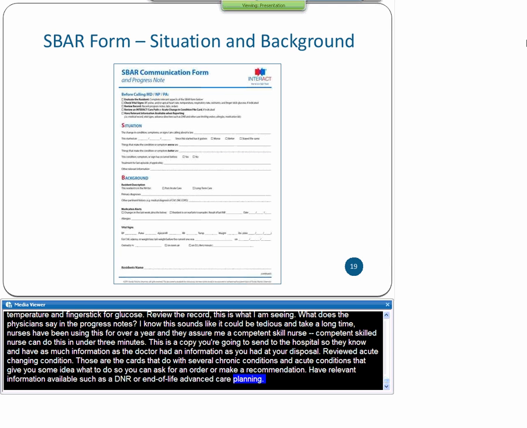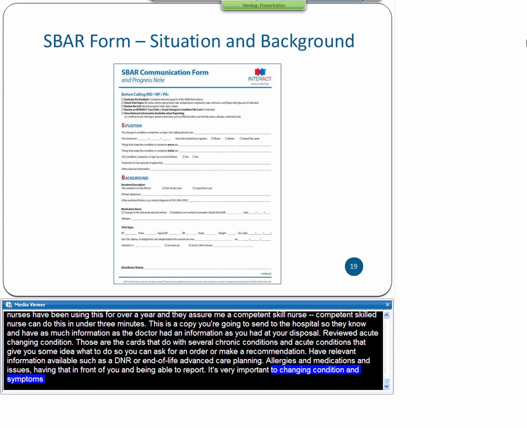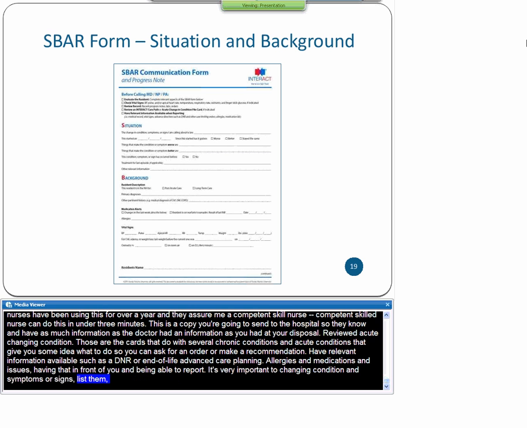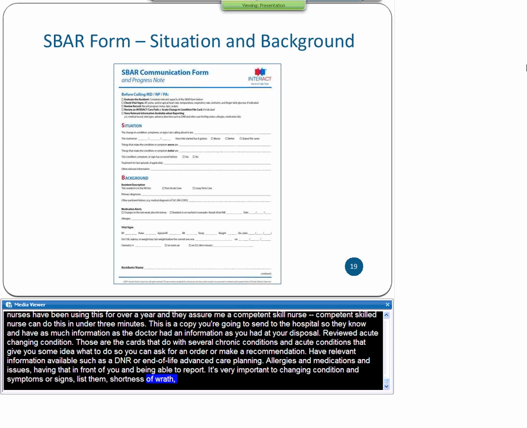Allergies, medication issues, etc. So having that in front of you, you're able to report quickly and fill out the form. And very important, the change in conditions, symptoms, or signs I am calling about, and list them. Shortness of breath, declining function, change in mental status, whatever it is you're reporting, pain, acute pain. This started on what date, and since it started it has gotten worse.